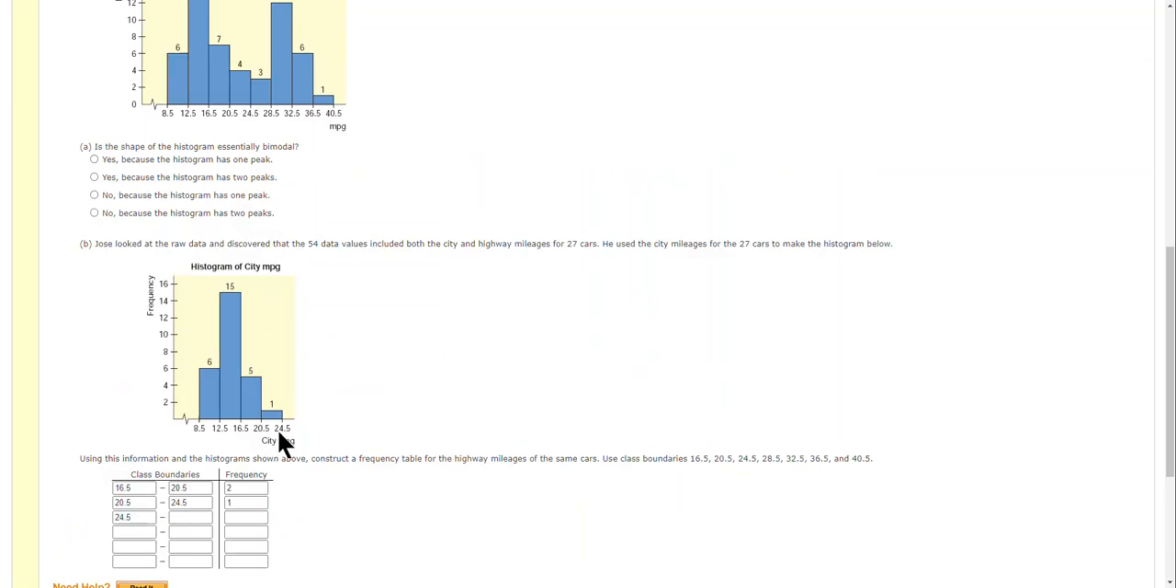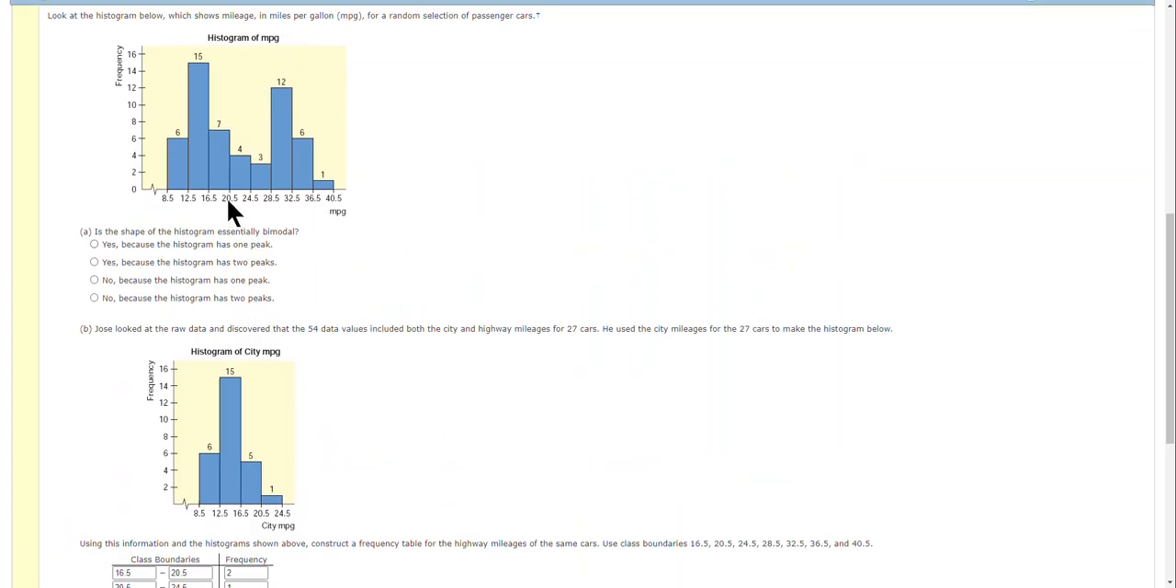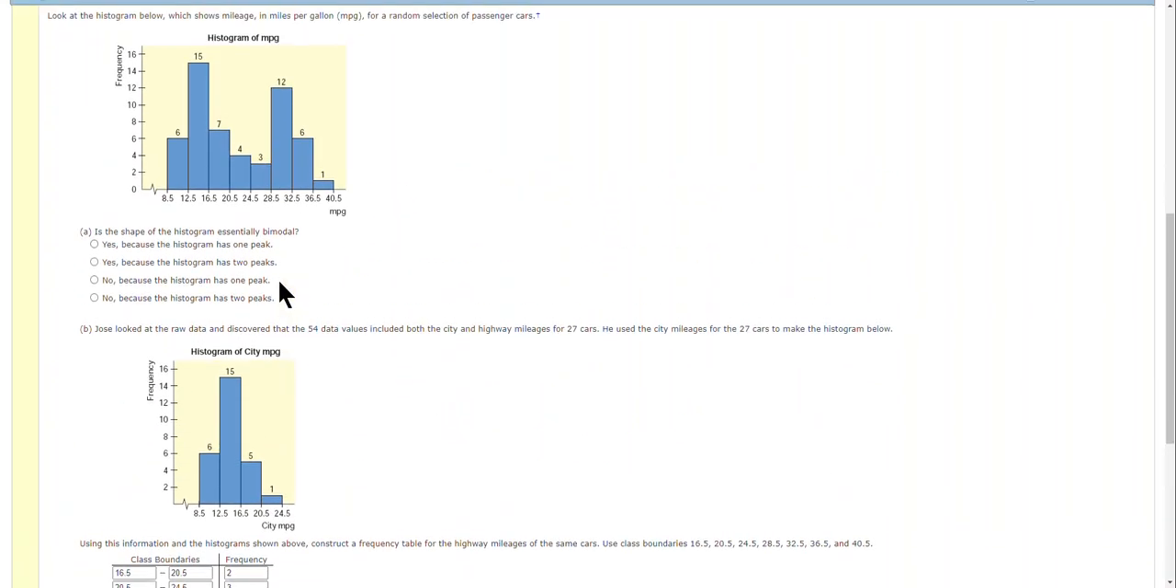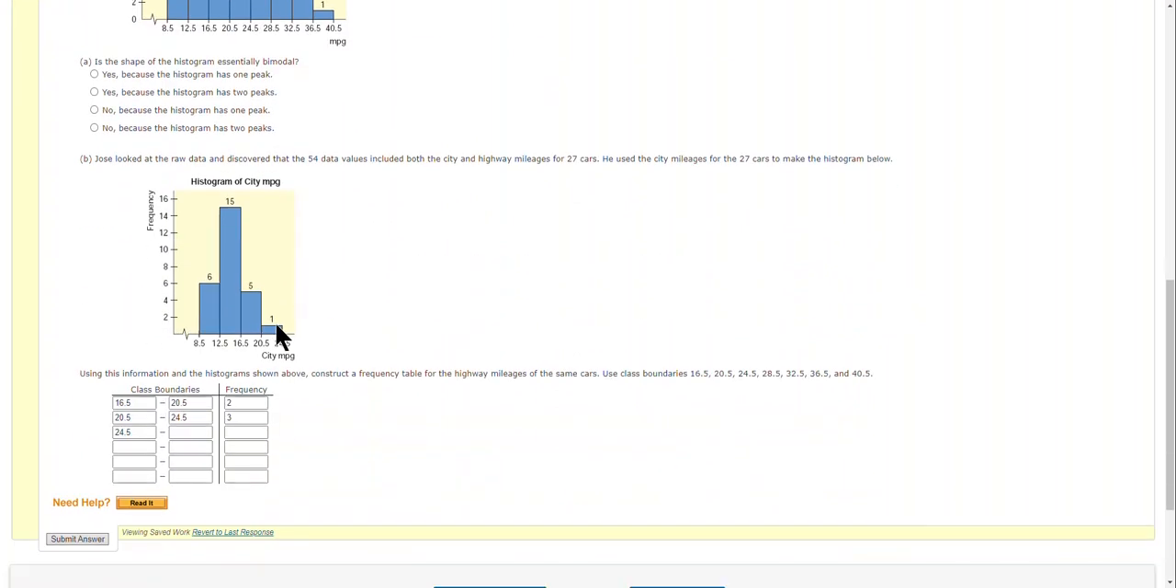Let's do the same thing for 20.5 to 24.5. So for 20.5 to 24.5, the frequency for all is 4, minus 1. I apologize, this would be 3. So 4 minus 1 equals 3.